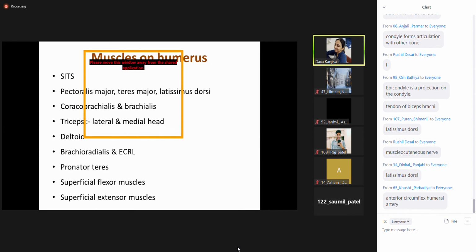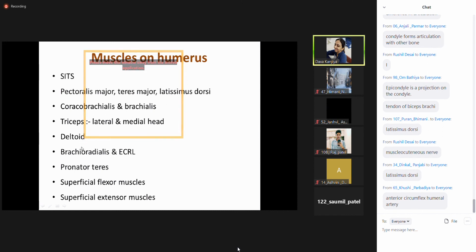Okay. Now these are the muscles attached to the humerus. On the greater tubercle, there are three muscles: supraspinatus, infraspinatus, and teres minor. On the lesser tubercle, insertion of subscapularis. Then in the bicipital groove, pectoralis major and latissimus dorsi. Medial border, coracobrachialis, and inferior of the anterolateral and anteromedial surface, brachialis. Then on the posterior surface, the lateral and medial head of the triceps.